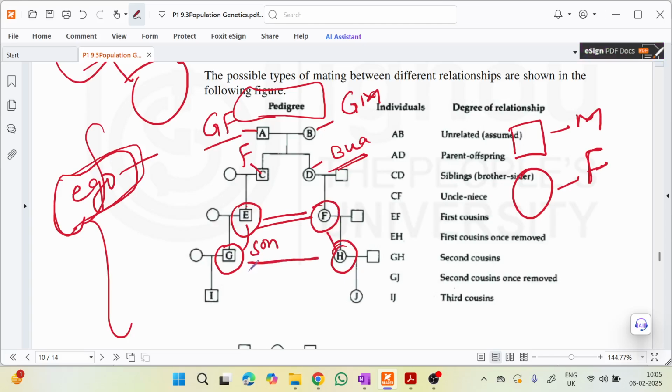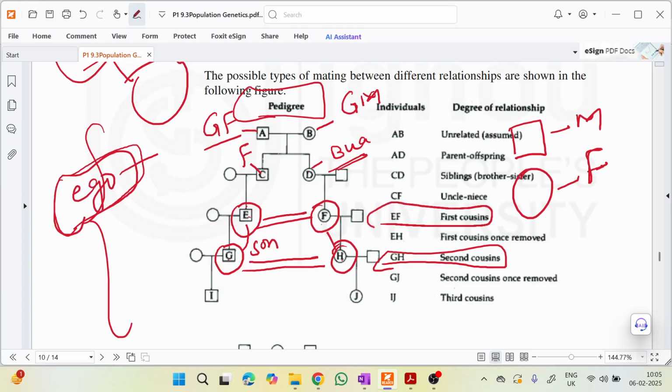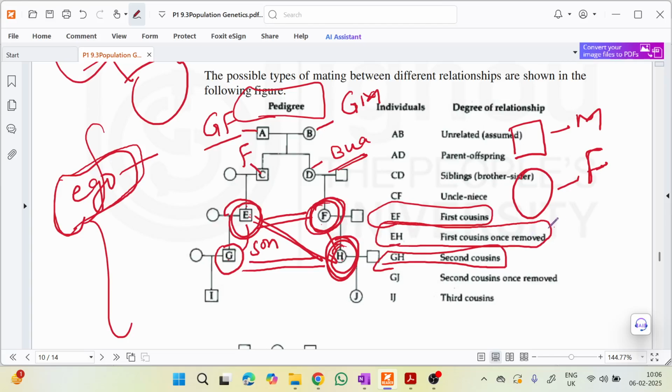Then the marriage between G and H will be known as second cousin marriage. And as I've said, cross cousin marriage between E and F will be first cousin marriage. But if E marries the daughter of his cousin, then this marriage between E and H is known as first cousin once removed.